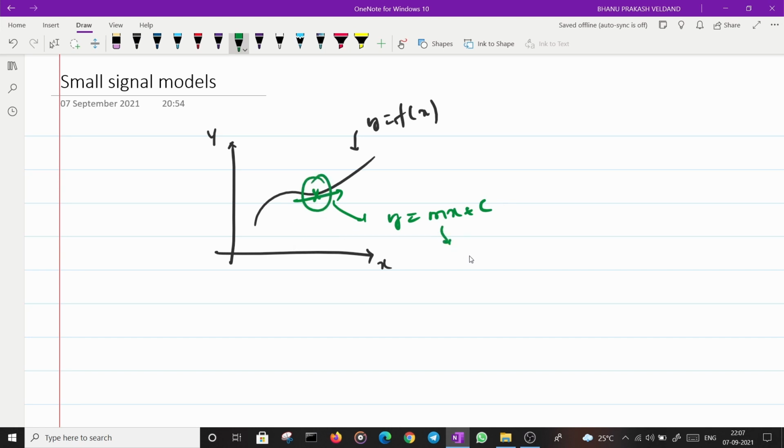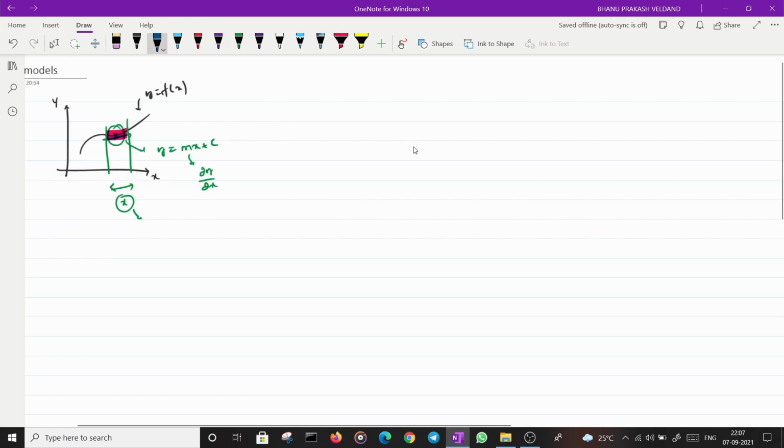This m is nothing but dy by dx. It is nothing but you are approximating this curve as this line in this region. So approximating this whole curve in this region with a tangent. To know the limits till which you can use this approximation of tangent, to justify it, you just calculate the limits of x. That justification we can give from Taylor series.